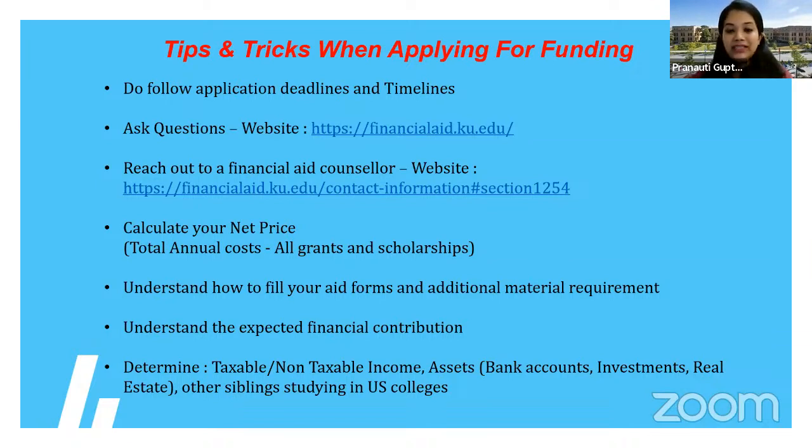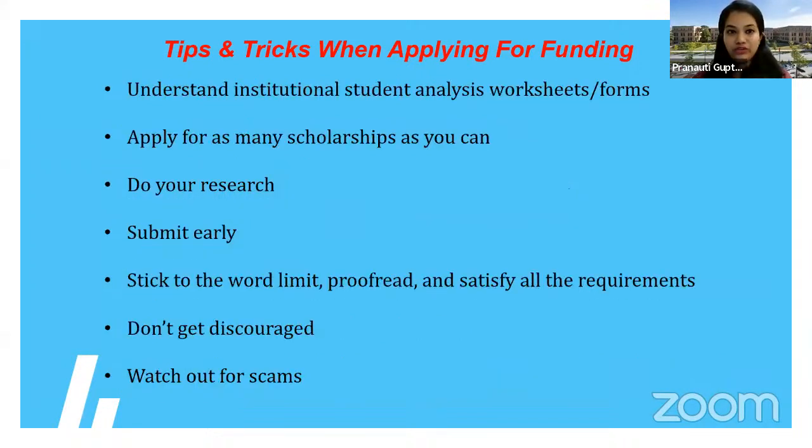Also, when you apply, please determine what would be the taxable and non-taxable incomes. The university would take into account what assets you have, if there are other siblings studying in the US, and based on that, the fundings would be awarded to you. Lastly, you need to understand the institutional student analysis worksheets or forms that are available on the university's website. You can apply to as many scholarships as you can, because there could be a possibility that you won't receive fundings or grants, and then you at least have some other scholarship.